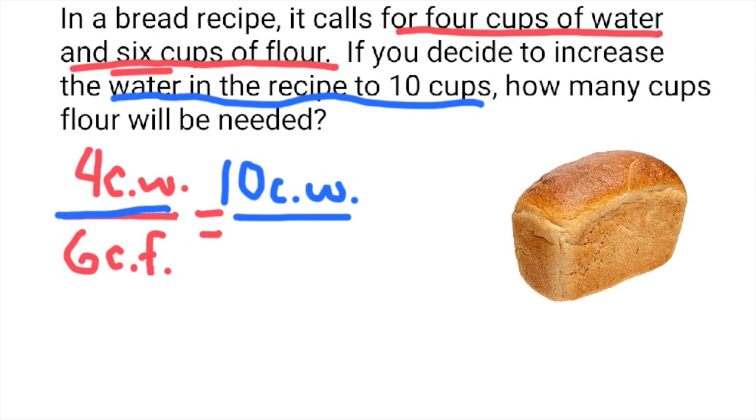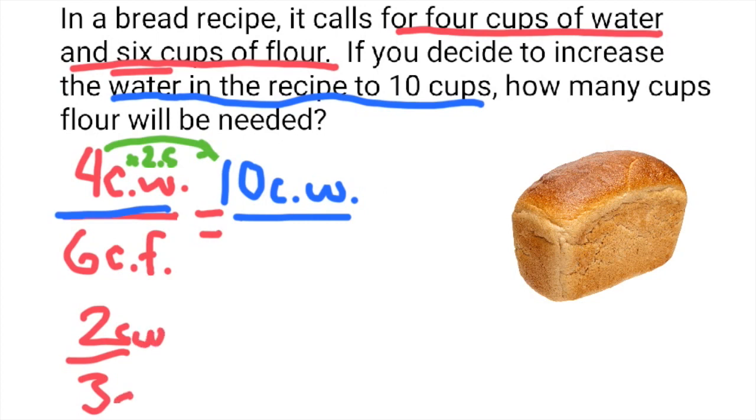Now if you try to do this one like we've done the other ones, you're going to recognize that 4 doesn't go into 10 perfectly. It actually goes into it 2.5 times. It's fine to do that. You will get the right answer, but it might be easier to simplify 4/6 first into 2/3 and then try and find the missing number in the proportion. So 2 cups water to 3 cups flour, set that equal to 10 cups water, and we want to find the number of cups of flour.